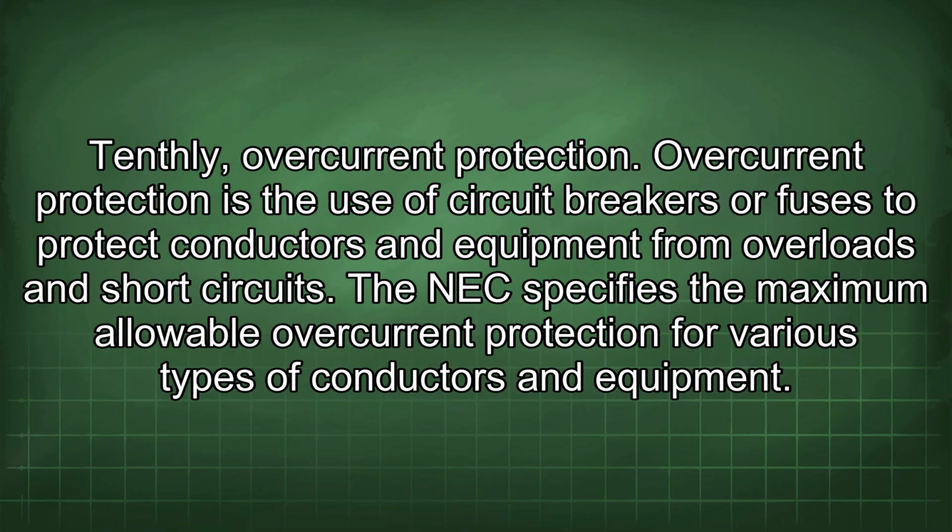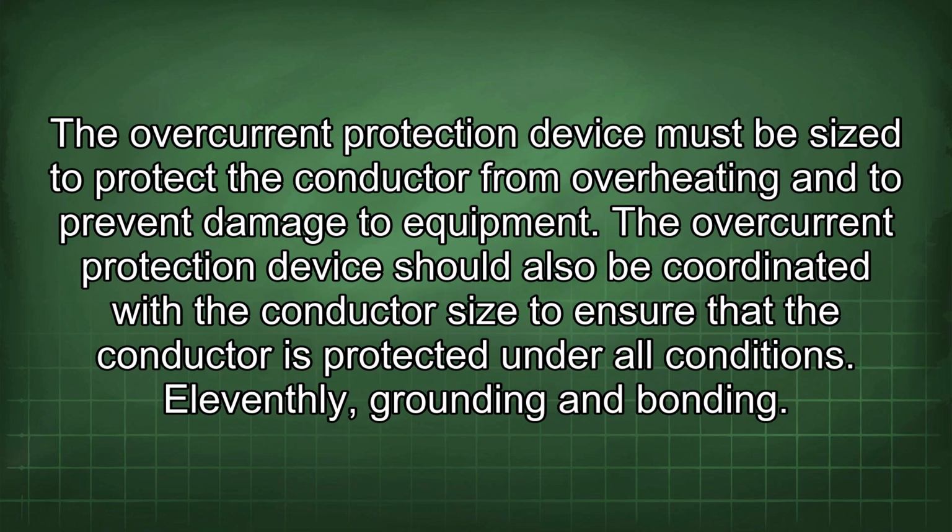10th, overcurrent protection. Overcurrent protection is the use of circuit breakers or fuses to protect conductors and equipment from overloads and short circuits. The NEC specifies the maximum allowable overcurrent protection for various types of conductors and equipment. The overcurrent protection device must be sized to protect the conductor from overheating and to prevent damage to equipment. The overcurrent protection device should also be coordinated with the conductor size to ensure that the conductor is protected under all conditions.